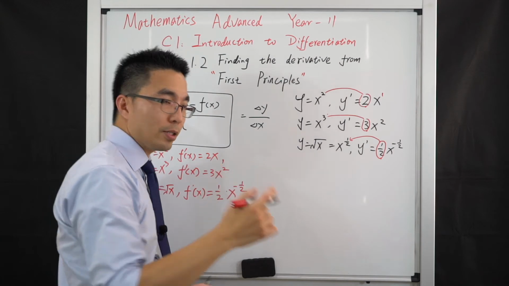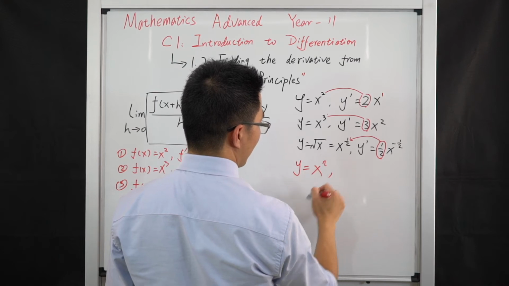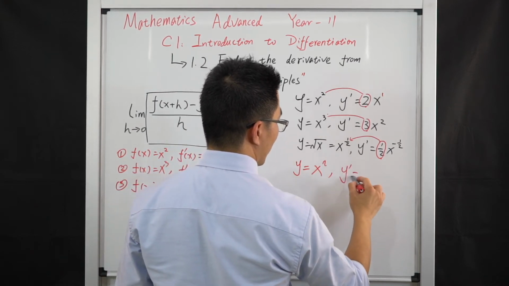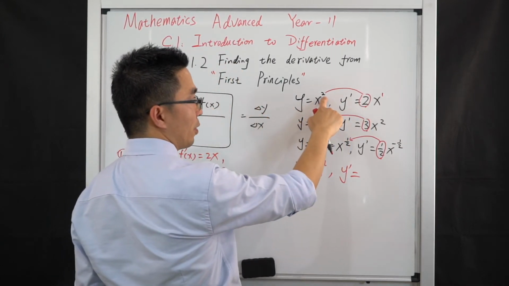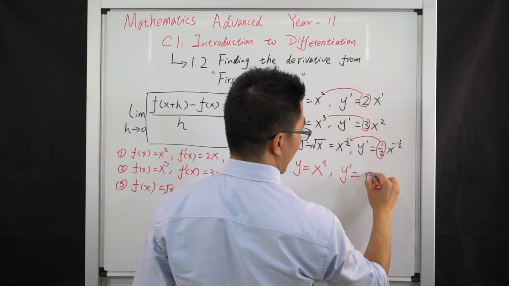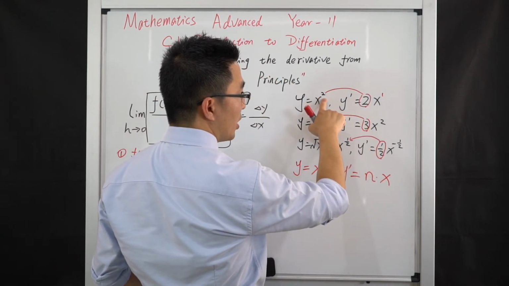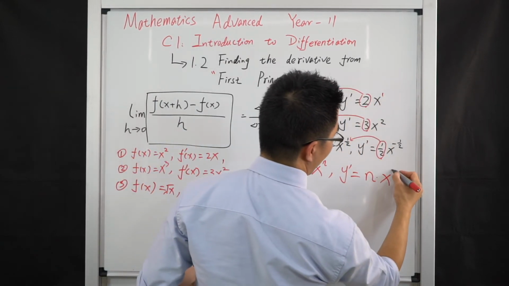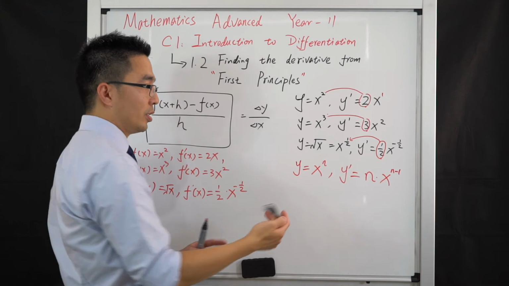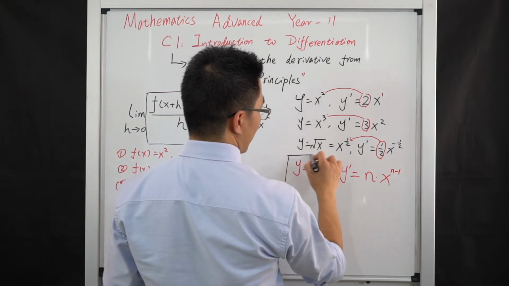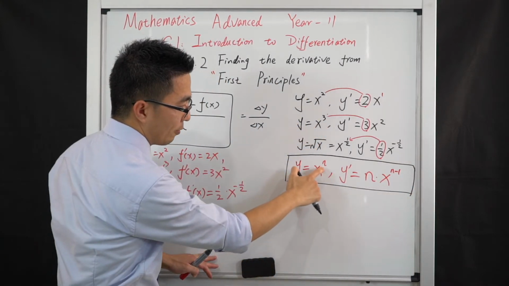Then we can summarize the pattern. If the function y equal to x to the power of n, then y dash would become this number from the power, right? From the power of the original function. Okay, we bring the n to the front. And then times x, the power would minus 1, so we have n minus 1. Okay, this one actually is the formula for us to find the derivative of the function when the function is in the form x to the power of n.